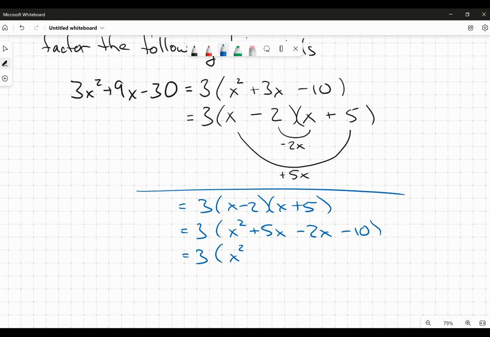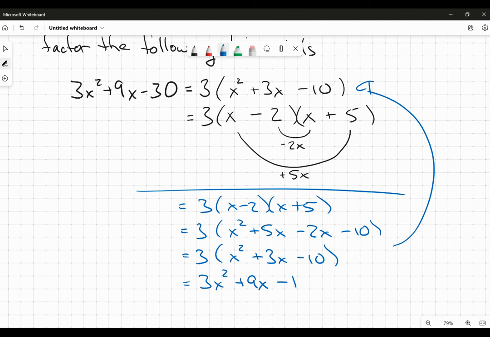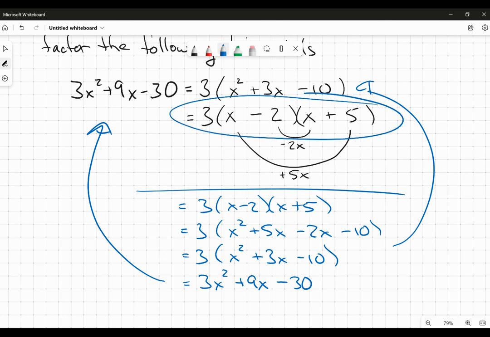Let's group together those two linear terms. So I'm going to get x squared plus 3x minus 10, which is good. I go right back up to here. And when I distribute that 3 through, oops, sorry, I was just about to put negative 10 there, negative 30. And that is the original expression I started with. So that makes this expression right here, this 3 times x minus 2 times x plus 5, the factoring that I'm looking for.